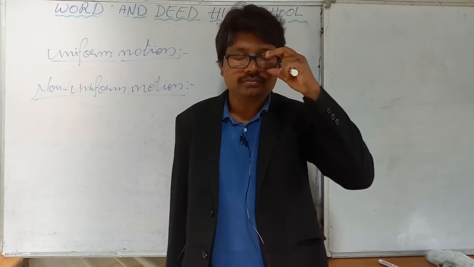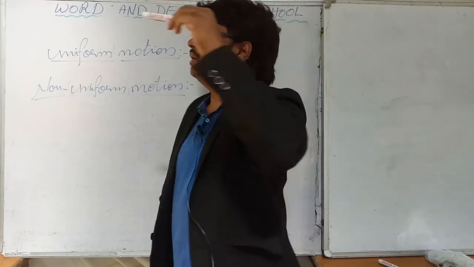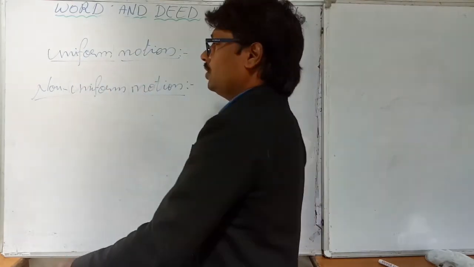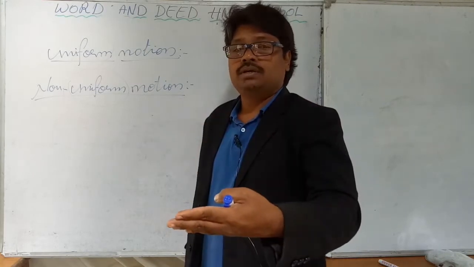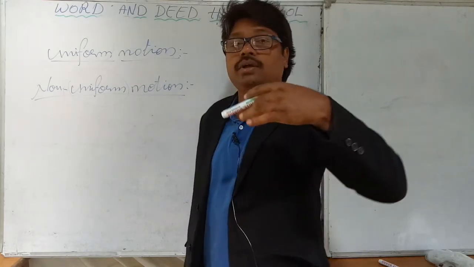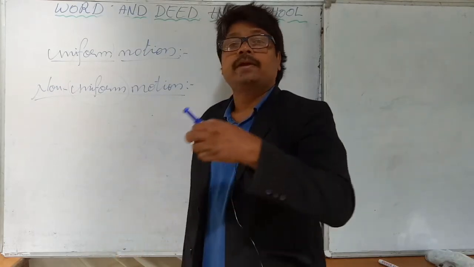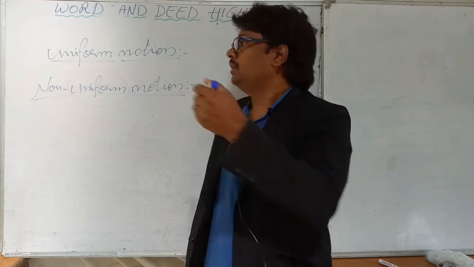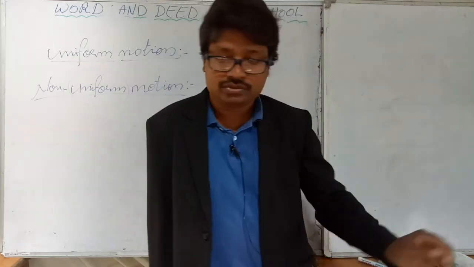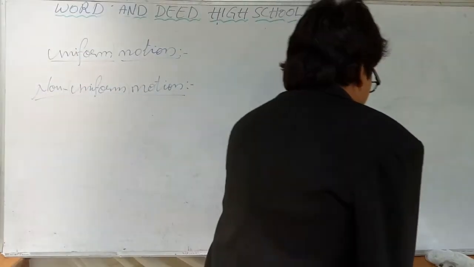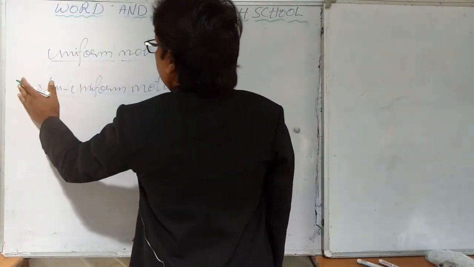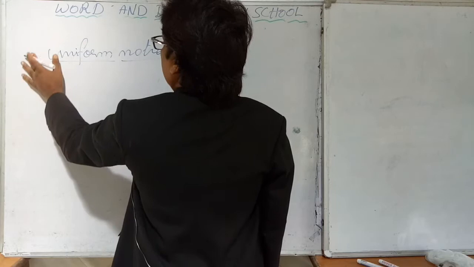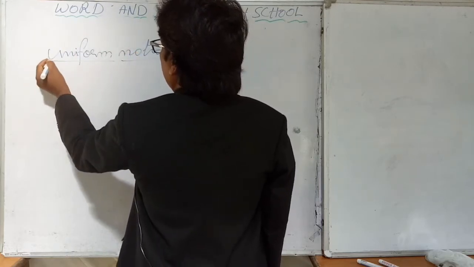Okay, students, here are the terms related to motion. Uniform motion: if an object is moving equal distances in equal time intervals, then that object is said to be in uniform motion. Let me write the definition of what is uniform motion.